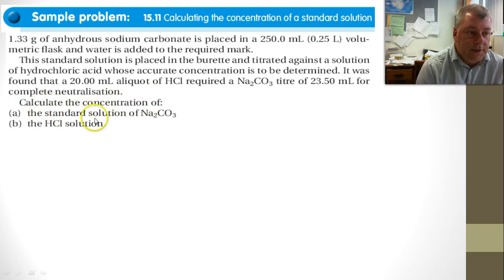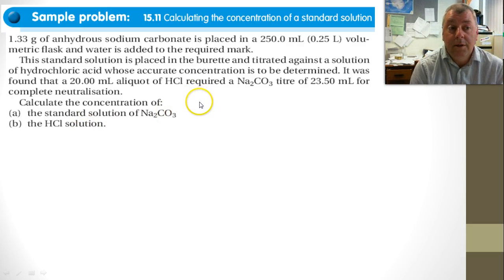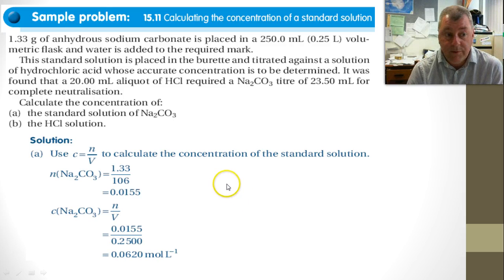Calculate the concentration of the sodium carbonate solution and the hydrochloric acid solution. In this case, the burette has actually got a base in it, because we are using a known base to work out an unknown acid. The first step is to work out the concentration of our standard solution. We take our mass divided by the molar mass, which gives us our number of moles. Then we work out the concentration by looking at the volume, so we end up with 0.062 moles per litre. That's the concentration. We've done that before.